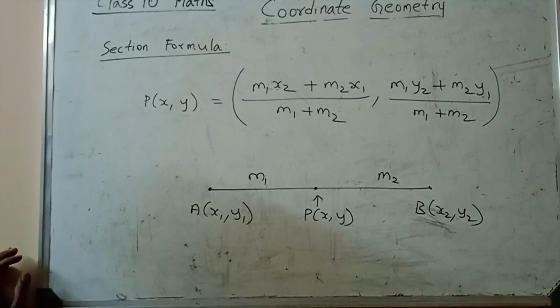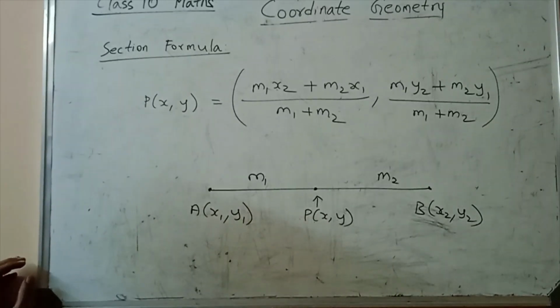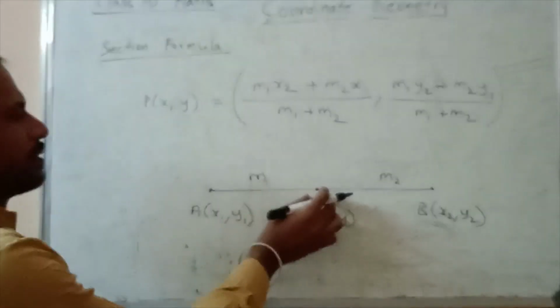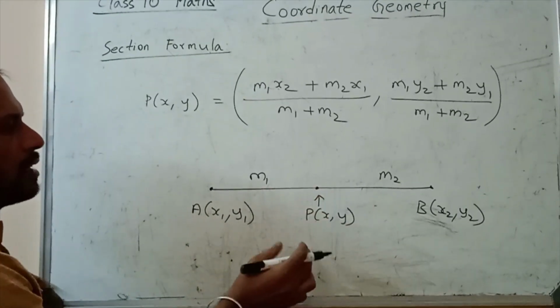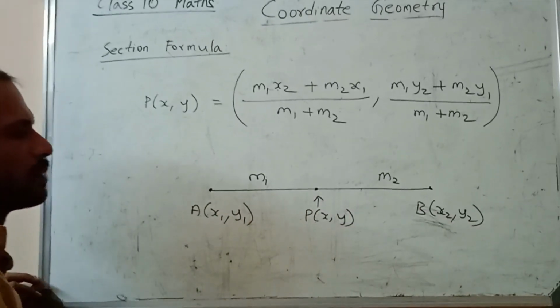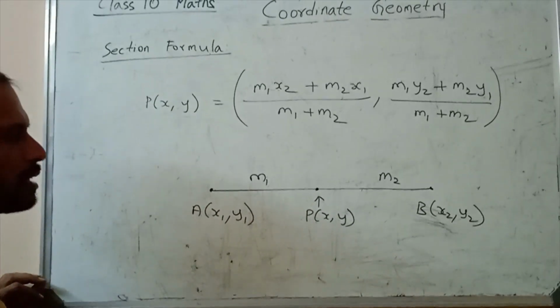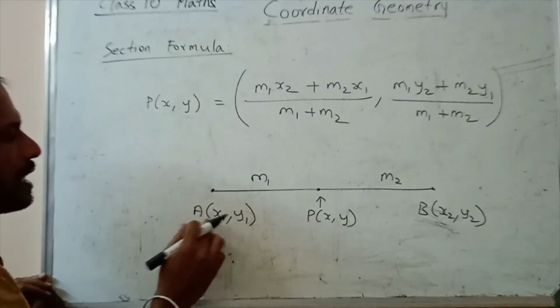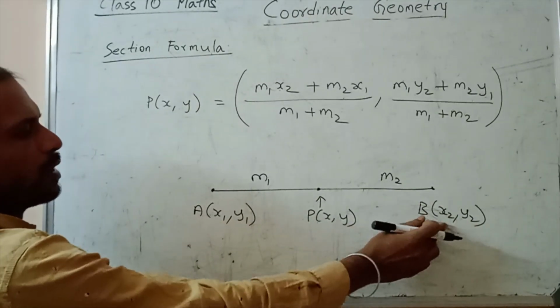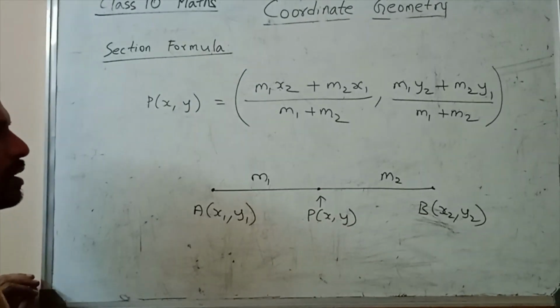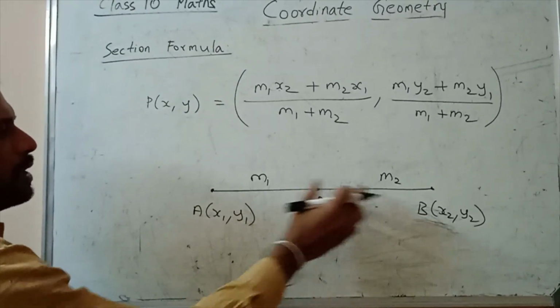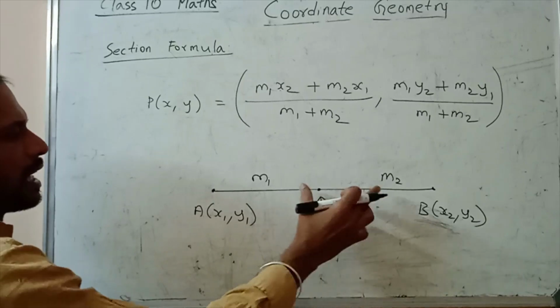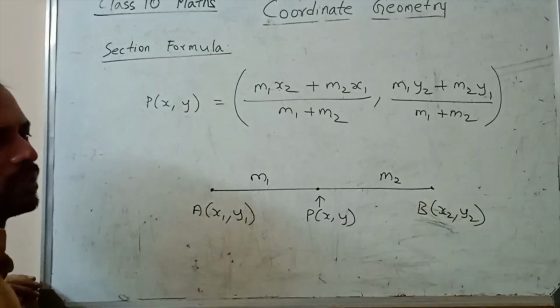Okay, today we are going to see problems based on the section formula in the coordinate geometry chapter. Section formula is used to find the point which divides the line segment joining two given points in some ratio m1 is to m2. Let us have two points, A (x1, y1) and B (x2, y2). Here this is the point P in between A and B. This divides this line segment in the ratio m1 is to m2.